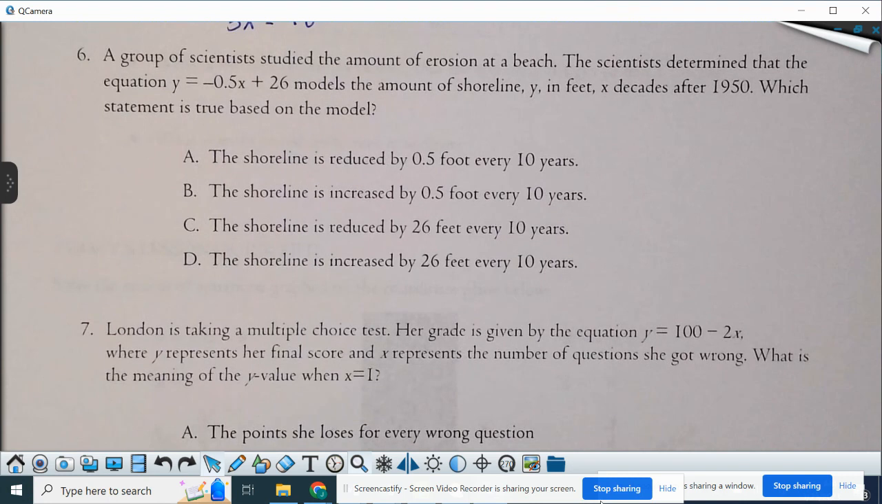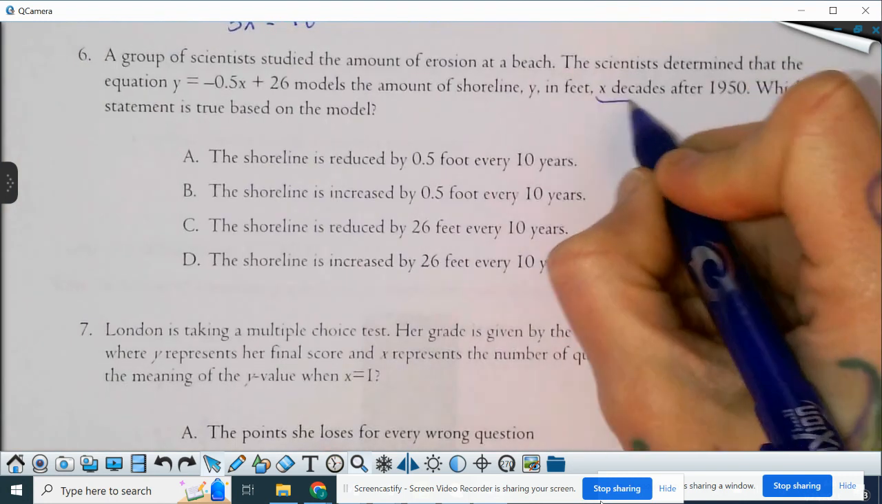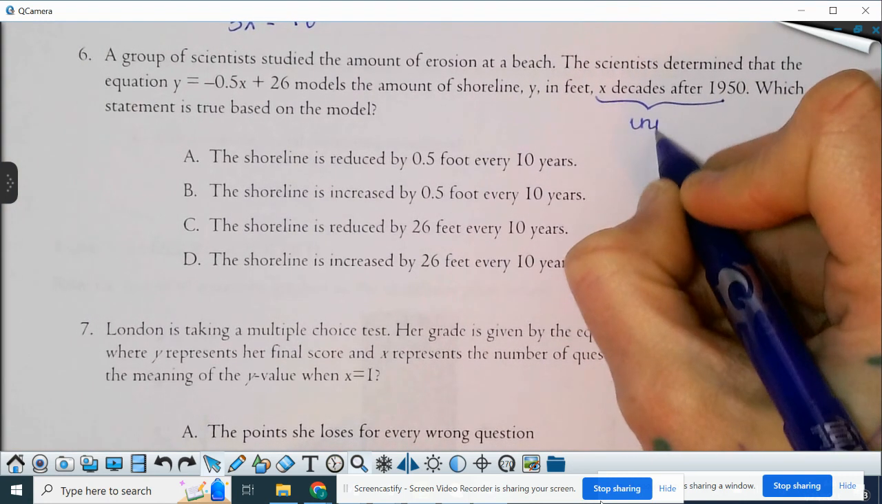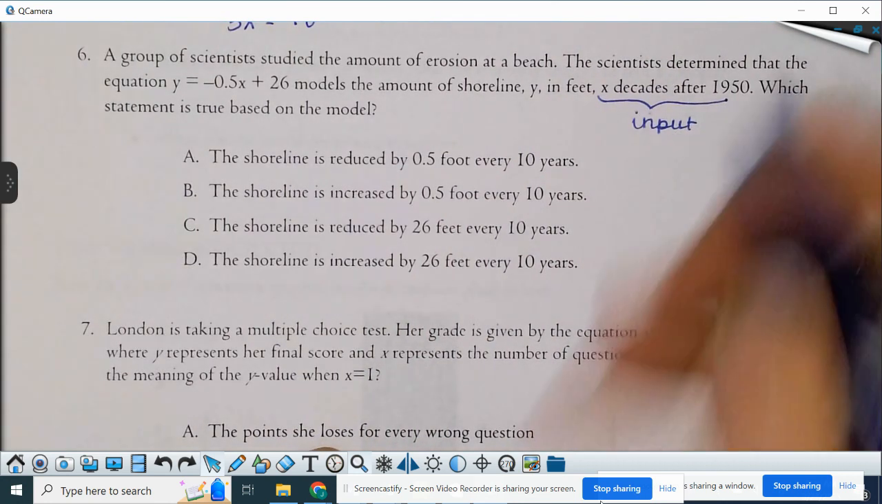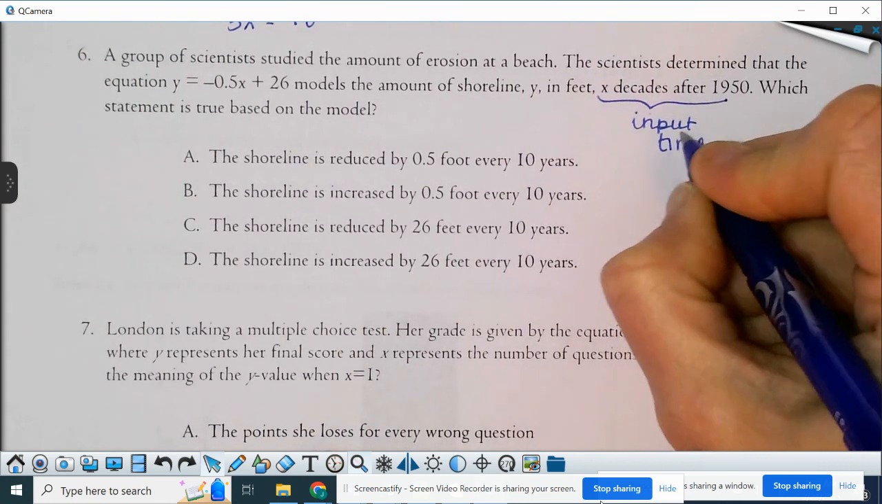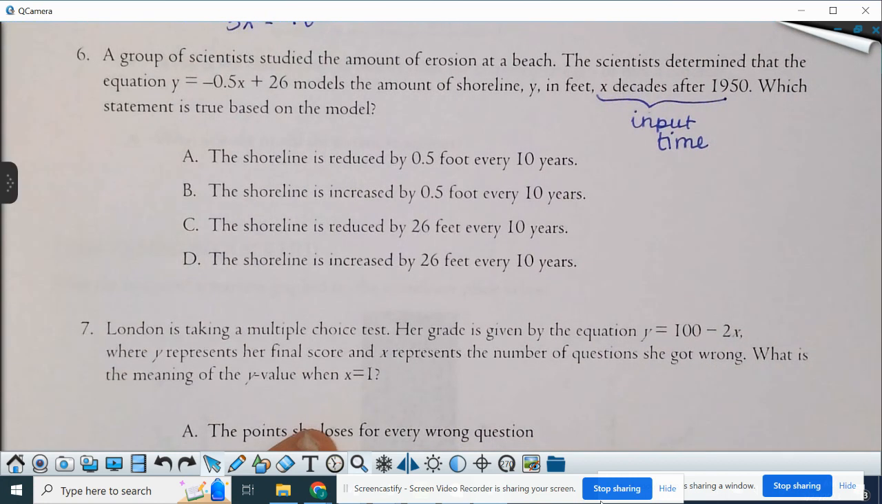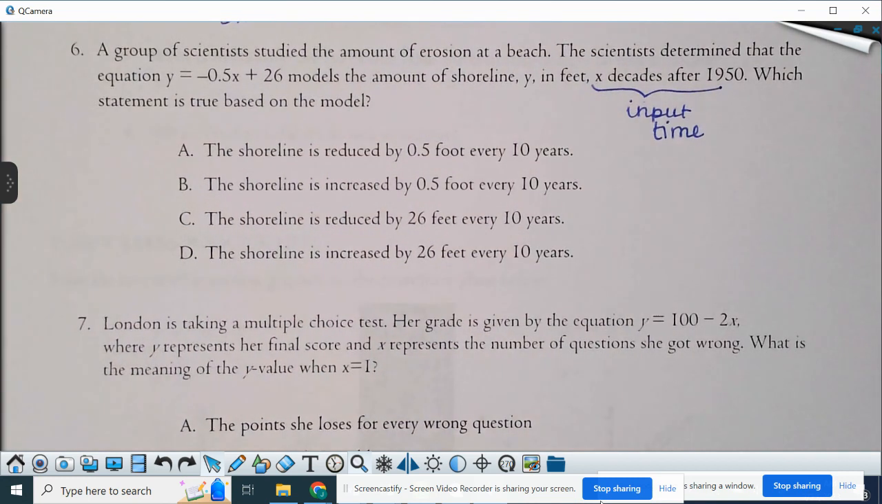X, good. You're going to control how long we look at this. So this is our input. This is our independent variable. It's what we control. X is decades, so the input is time. You decide how long we're going to track the erosion. And Y is the amount of space that actually goes away, erodes. Which statement is true based on the model? The shoreline is reduced by 0.5 feet every 10 years.